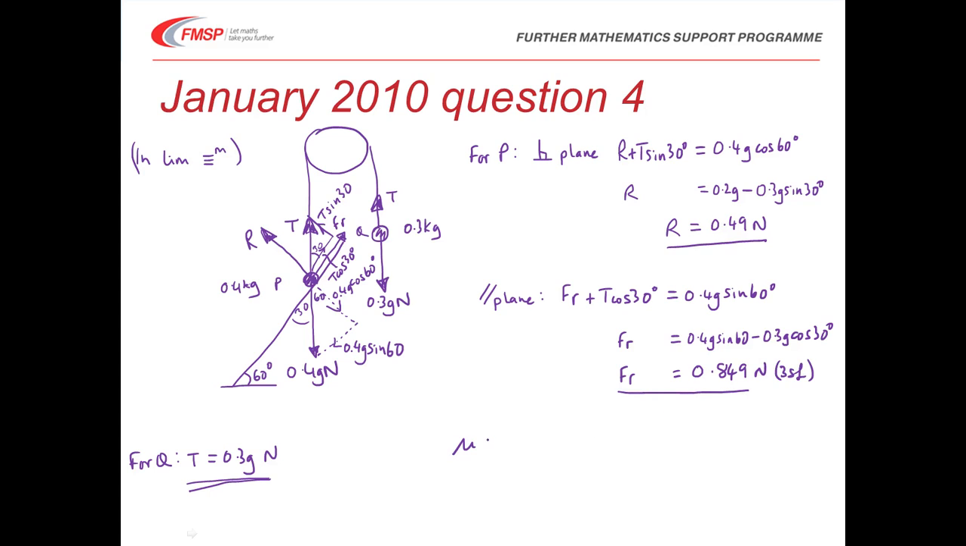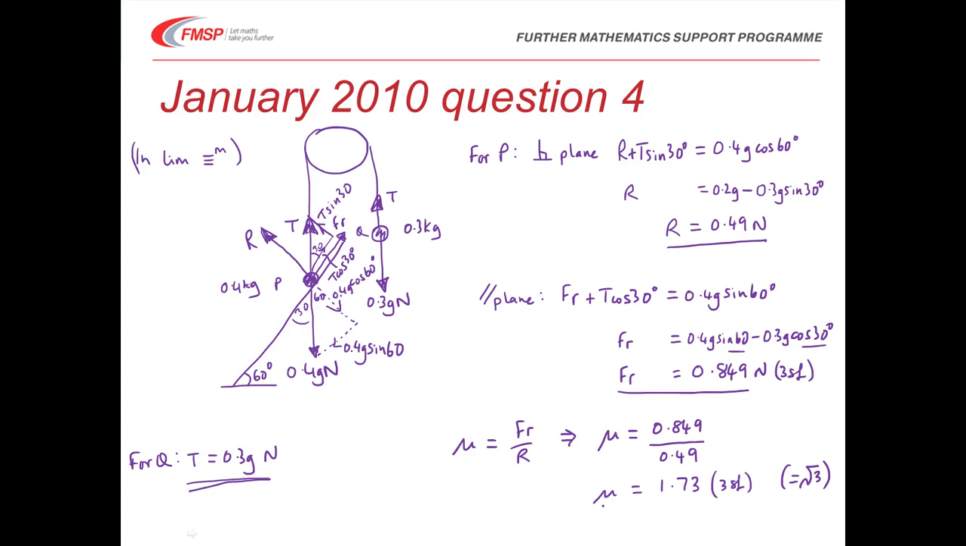And if I want to know mu, mu is Fr divided by R, as we've seen earlier. In this case we know both of those now, so mu is 0.849 divided by 0.49. And that gives an answer which is somewhat surprising. First point to notice is it's 1.73 to 3 significant figures. Well, that's because if I'd used exact form back here, actually the answer is the square root of 3.